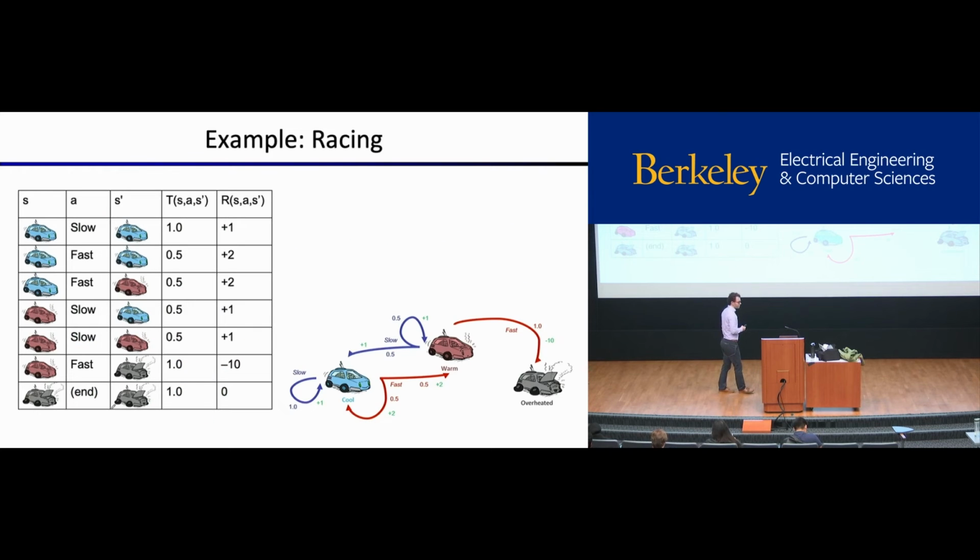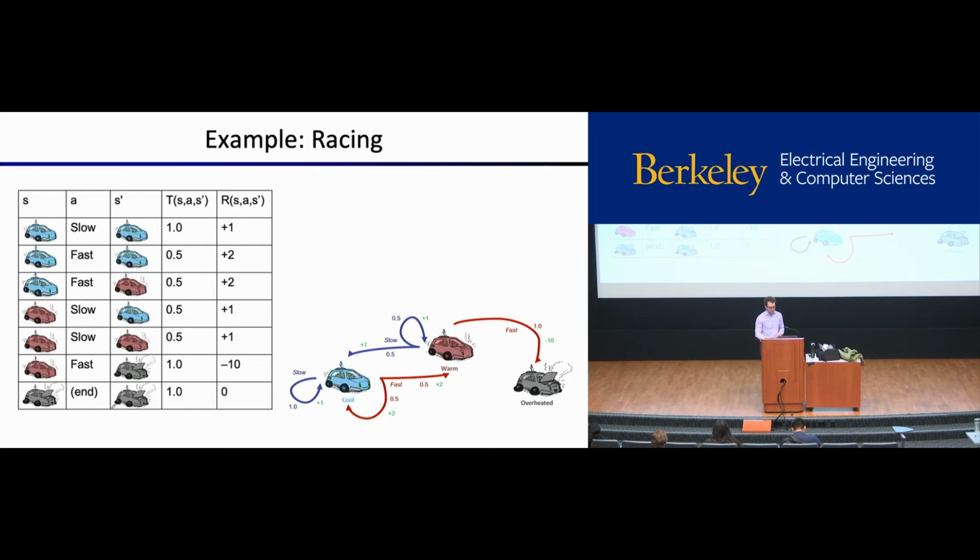We can also draw it as a table. Some people like tables. I like tables. We can draw this thing as a table too. For each entry in the table, there's an entry for each state, action, next state triple. We're going to call that a transition, S, A, S prime. And for each S, A, S prime transition, there's a transition function that tells us the probability of seeing that. And then there's a reward function, which tells us the reward for seeing that transition.